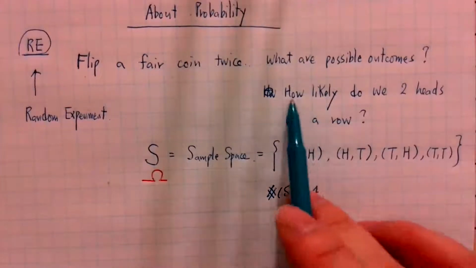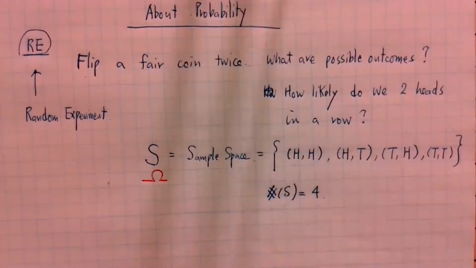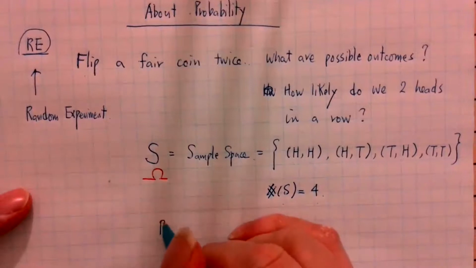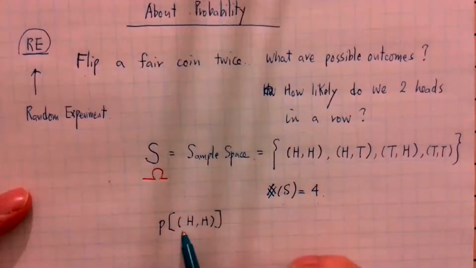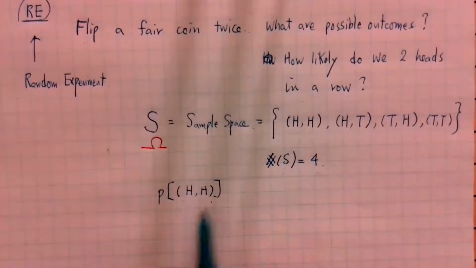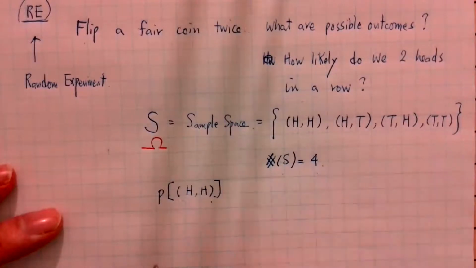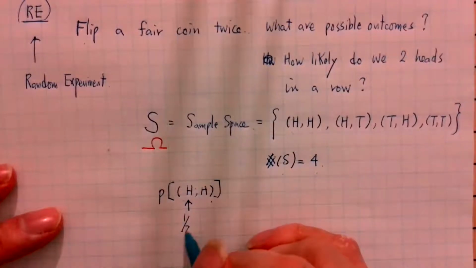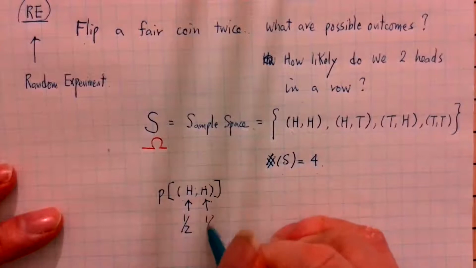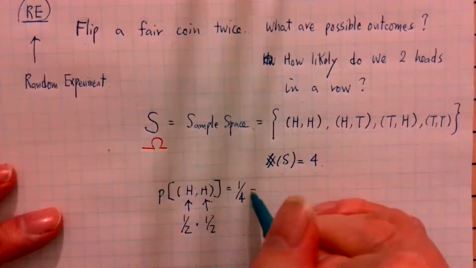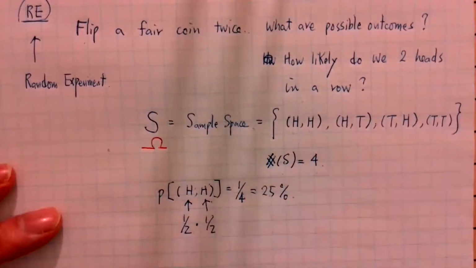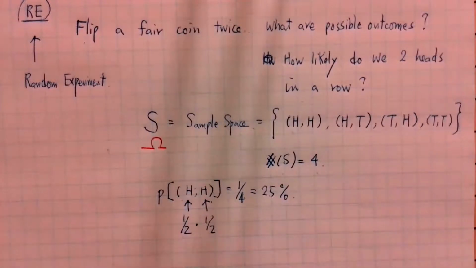And how likely do we see two heads in a row? Head, head. Now, since this is a fair coin, the first one you see head, 50% chance. Second one still head, still 50% chance. So 50 times 50, that's a quarter, 25% chance. Okay, 25% chance. So this is a typical probability question.